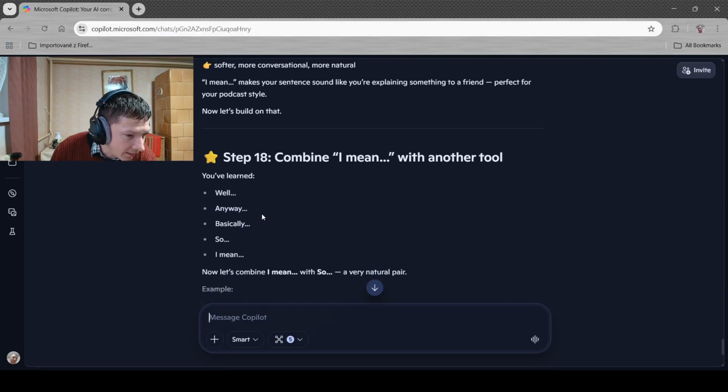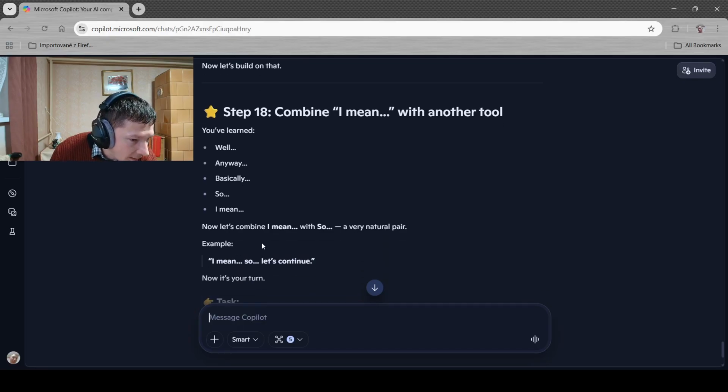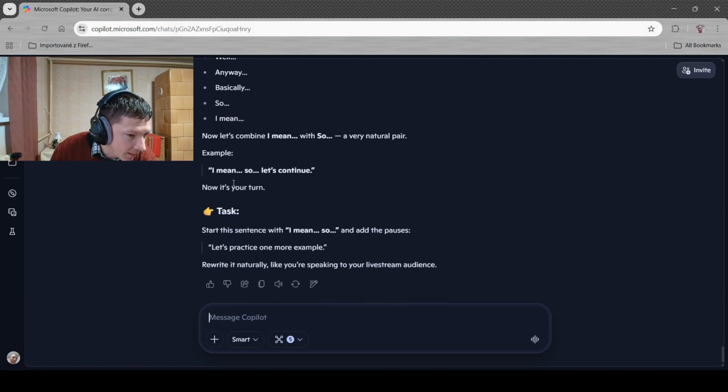Now, let's build on that. Step 18. Combine I mean with another tool. You've learned well, anyway, basically, so, I mean. Now, let's combine I mean with so, a very natural pair. Example, I mean, so, let's continue. Aha, now it's your turn. Start this sentence with I mean so and add the post. People, I think that is very interesting live stream and we can continue, don't we? And let's continue. Why not?